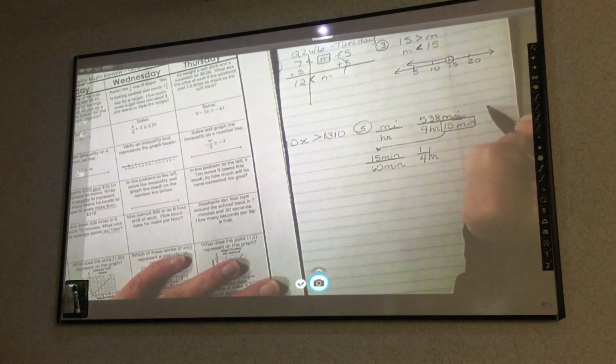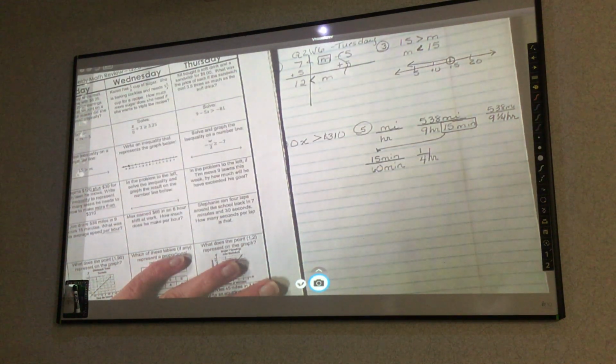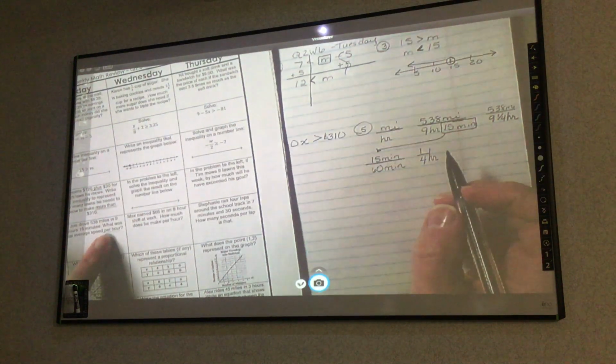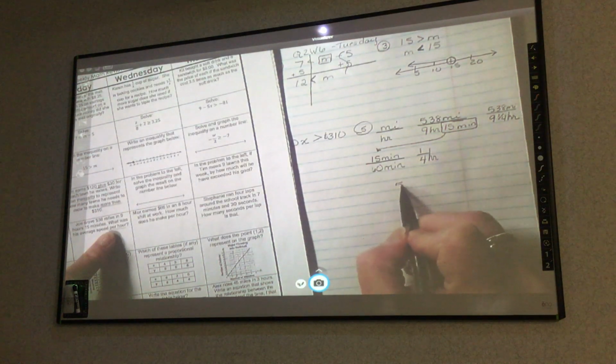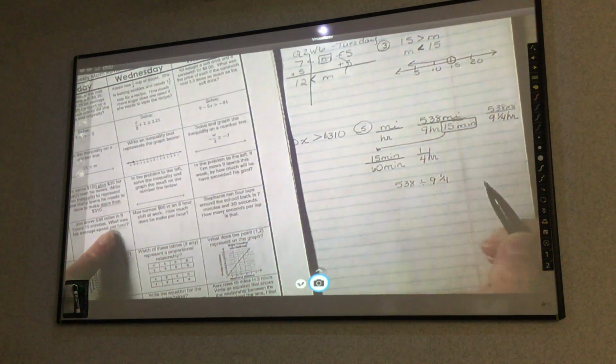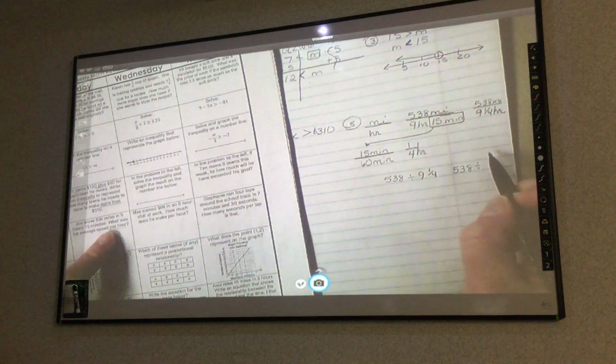So now I really have 538 miles per 9 1/4 hour. So then what I'm doing is I'm dividing, because I want to know how much per hour, correct? Yes, average speed per hour. So then I just take 538 divided by 9 1/4. So then it's 538 divided by 9 1/4, which becomes 37/4.